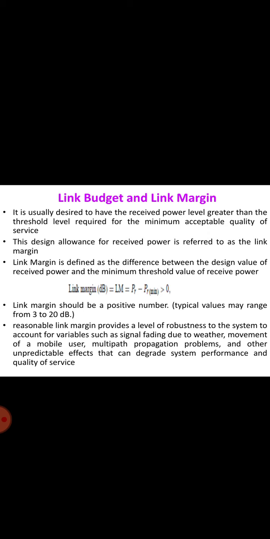And a reasonable link margin provides a level of robustness to the system to account for variables such as signal fading due to weather or movement of a mobile user, multipath propagation problems, and other unpredictable effects that can degrade system performance and quality of service.